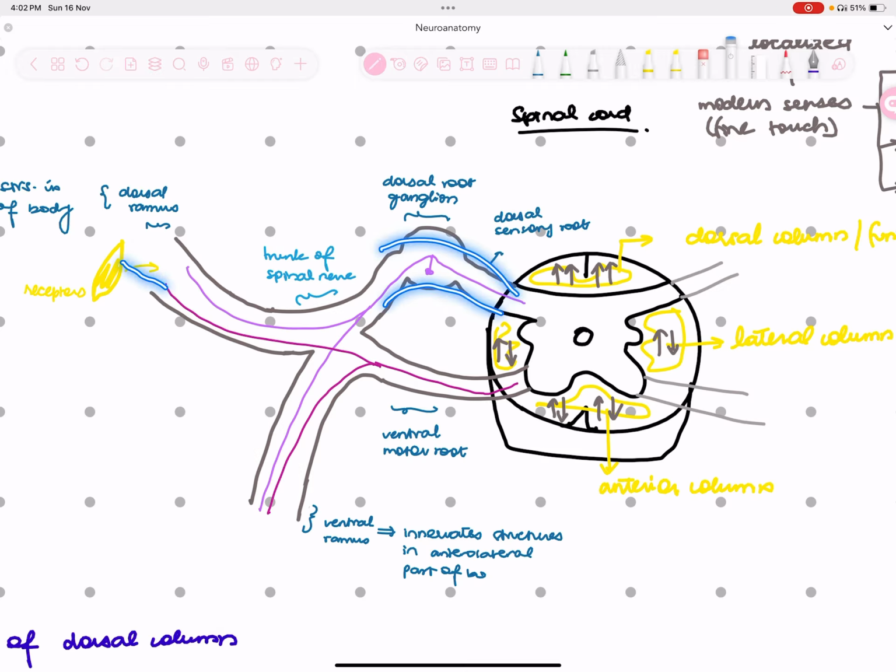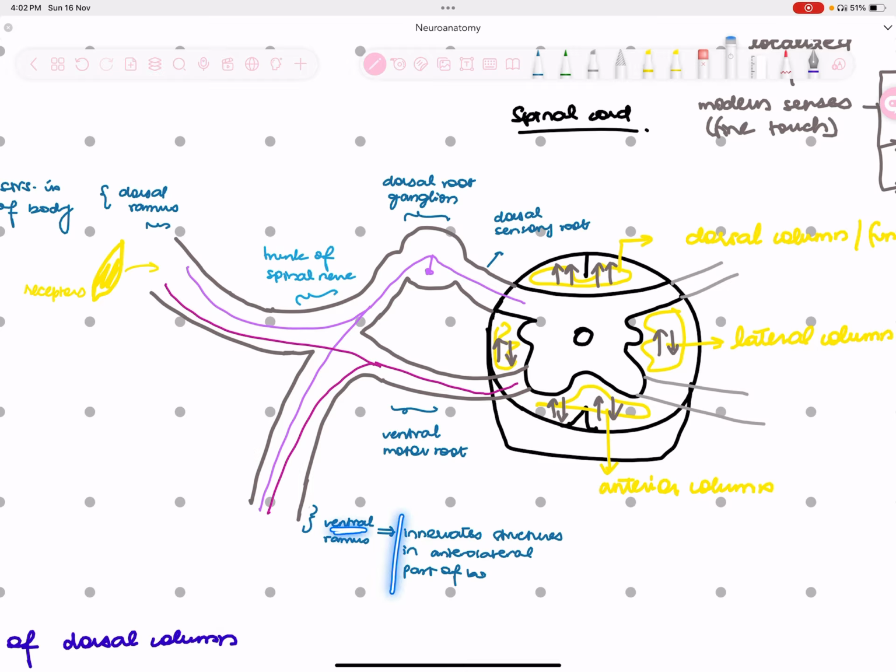Any information that's coming from the receptors is going to go to the dorsal root ganglion and ultimately through the dorsal sensory root into the spinal cord, the gray matter of the spinal cord, right? And then this merges and forms the spinal nerve, the trunk of the spinal nerve, and that divides into a dorsal ramus and a ventral ramus, right? The ventral ramus innervates the structures.